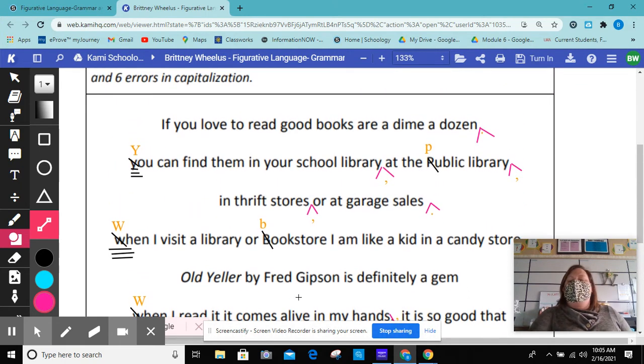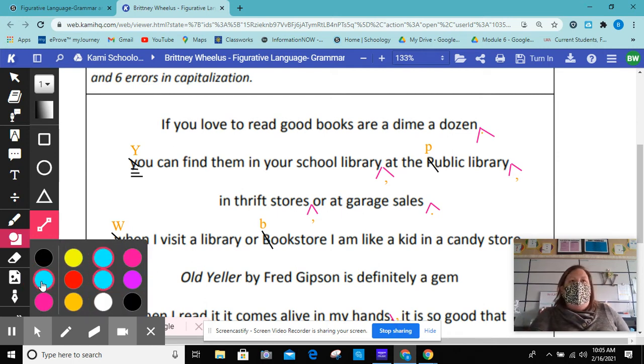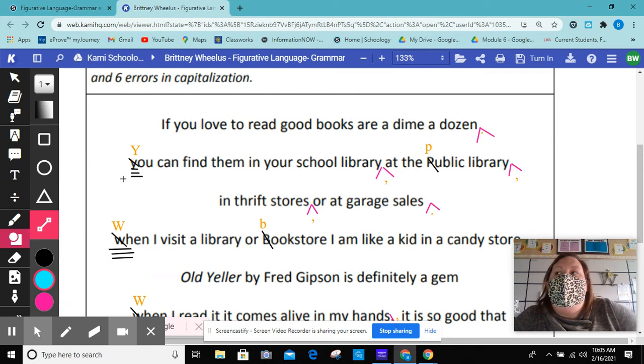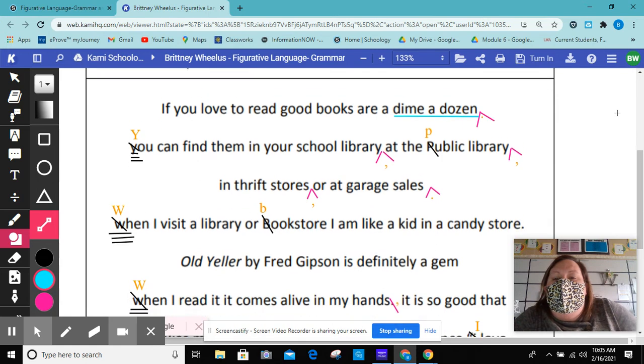All right, now what I want you to do is go through and read this again now that we have punctuated it and capitalized it. If you see something that sounds like it is figurative language to you, I want you to underline it. So, like a dime a dozen, I want you to underline.